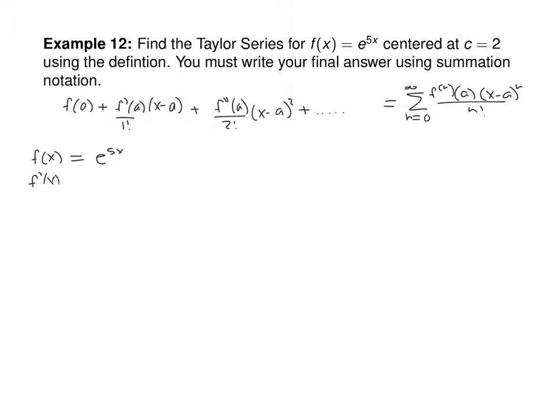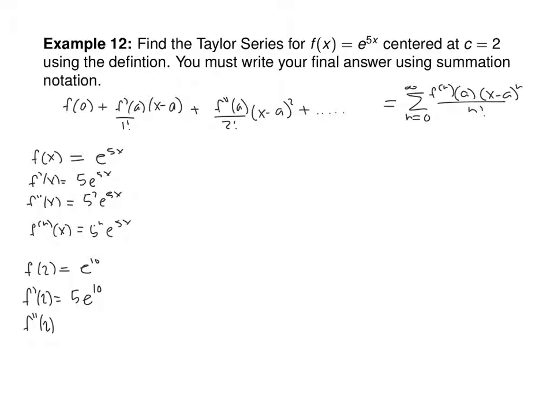F prime of x is 5e to the 5x. Second derivative of x, 5 squared e to the 5x. You kind of get the idea. The nth derivative of x will be 5 to the n e to the 5x. Now when you input 2, f of 2 is going to be e to the 10th. F prime of 2 is 5e to the 10th. The second derivative at 2 is 5 squared e to the 10th. Notice every term will have e to the 10th, but that remains constant. The nth derivative at 2 is 5 to the n e to the 10th.